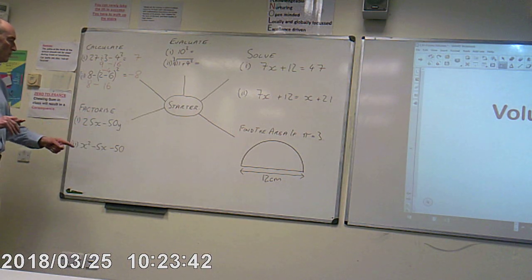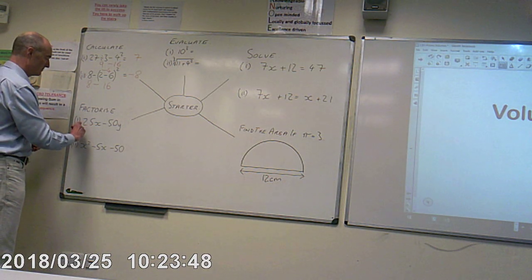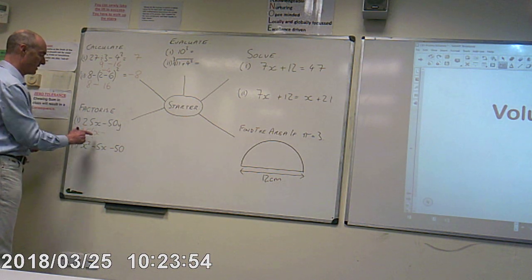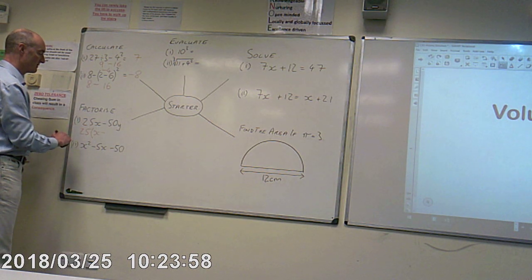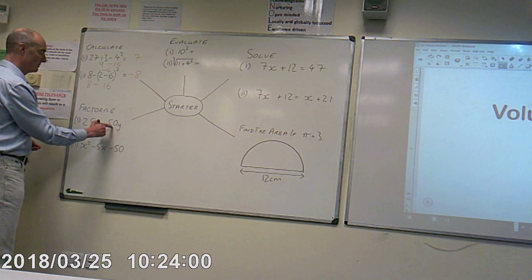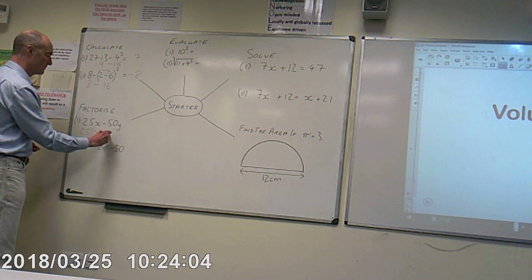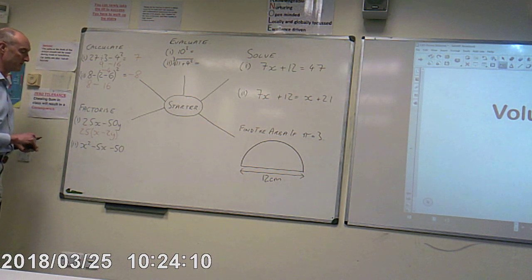Factorise. What is common to both of those terms? We've got a common factor in the numbers of 25. And inside our bracket, we're going to have an x, 25 times x gives us 25x. 25 is a factor of 50. We need a 2. 2 times 25 will take us back to the value of 50.